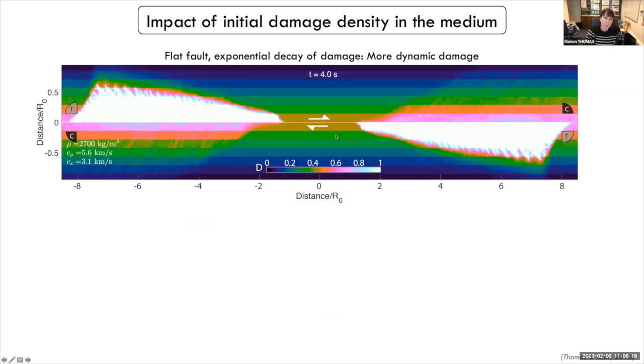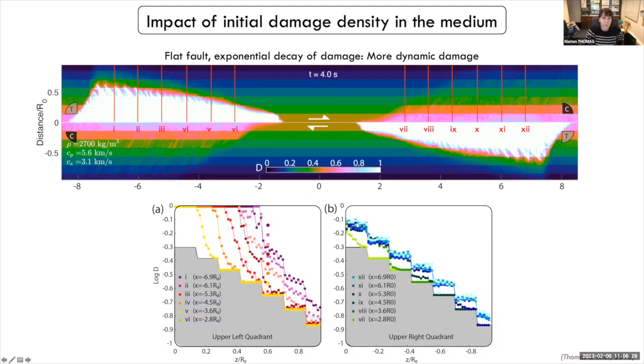So the material around the fault is obviously softer in that case. And you can see that we start having also damage in the compressive quadrant. And if we are running the same type of profile, we keep an exponential decay of damage. And we also build a bit of damage in the compressive quadrant.